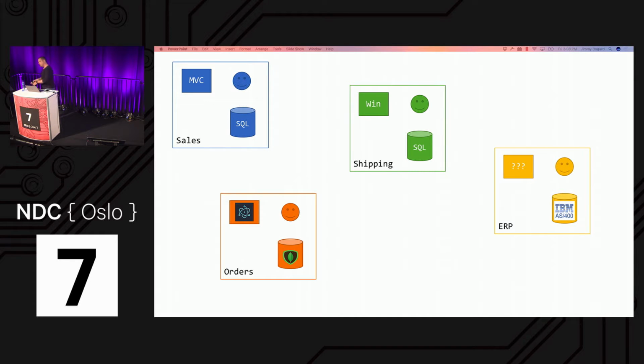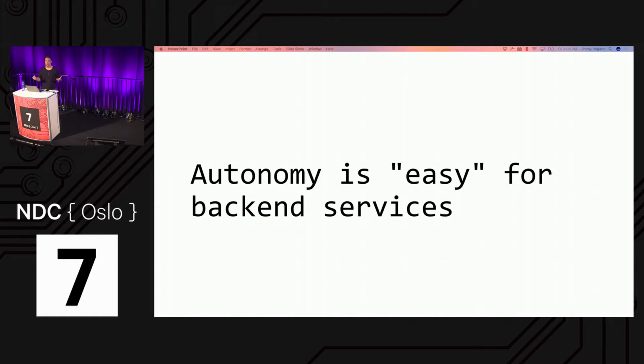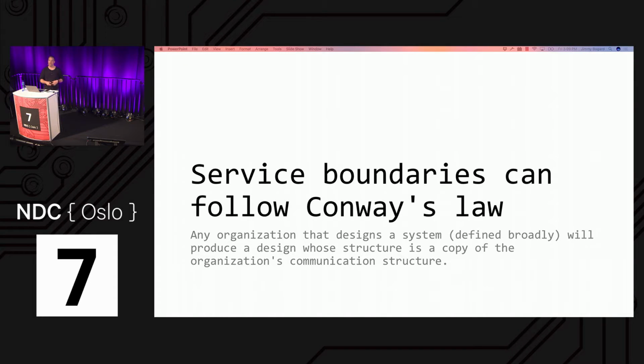Now, there are occasions where these different organizations do have to talk to each other. They have to coordinate some activities to actually run the business. But for these backend services, autonomy can be pretty easy to do because the users are constrained within each individual application. And in fact, when we're looking at how to draw the service boundaries in the first place, it's also, I wouldn't say trivial, but it can for the most part just look at the organizational boundaries of the company and then design your service boundaries around them. This is what's known as Conway's Law.